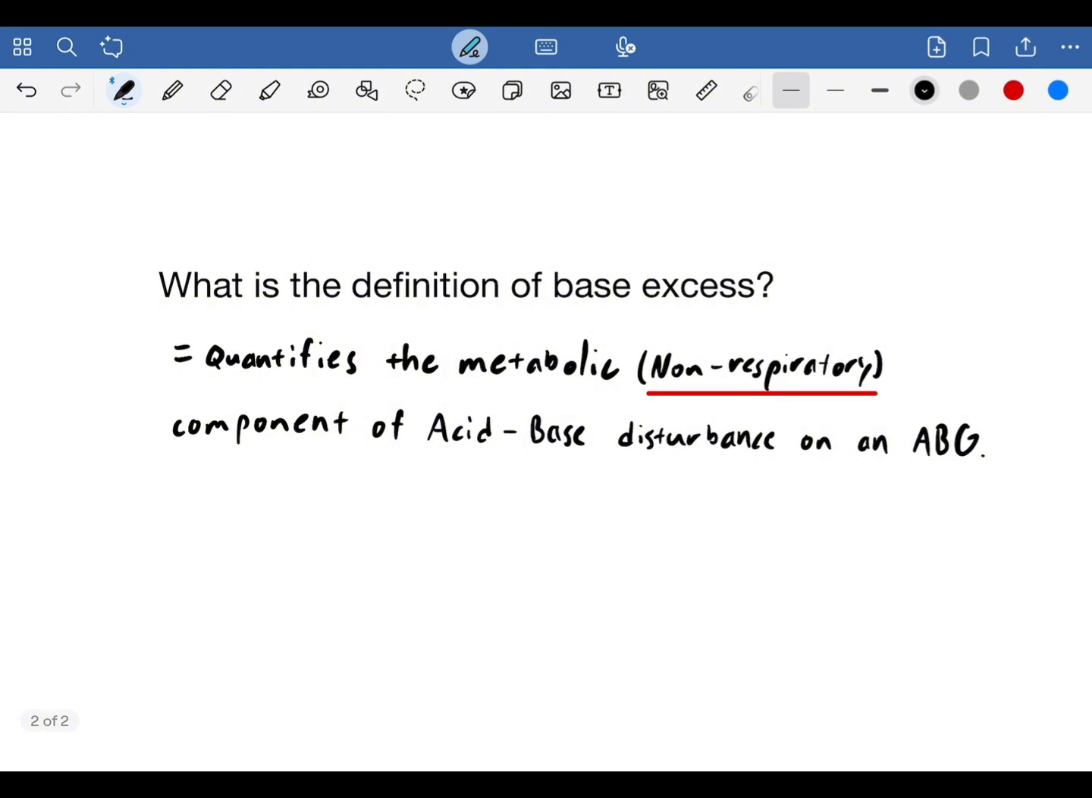All right, so step one here, just a basic definition. What is the definition of base excess? The simplistic view of this is that it quantifies the metabolic or non-respiratory component of acid-base disturbance on an ABG. Now, this video is going to assume you have a little bit of a basic understanding of acid-base disturbances, right? So you should know that there can be a metabolic and a respiratory component to either an acidemia or an alkalemia. But the importance of the base excess is that it is looking at the metabolic component.